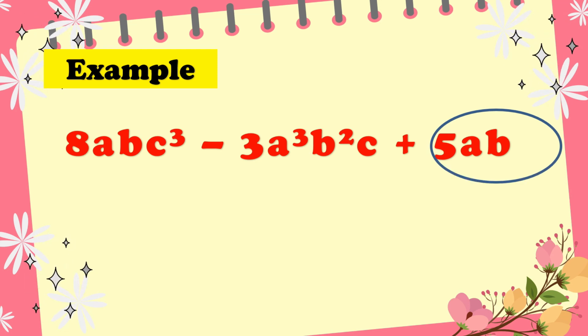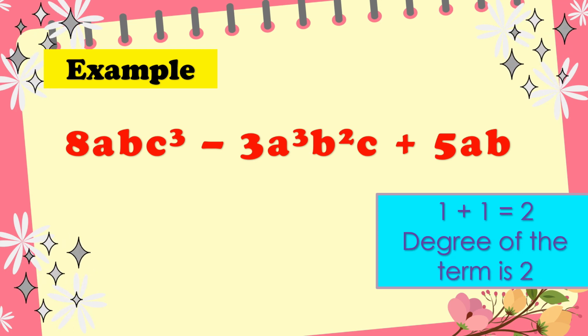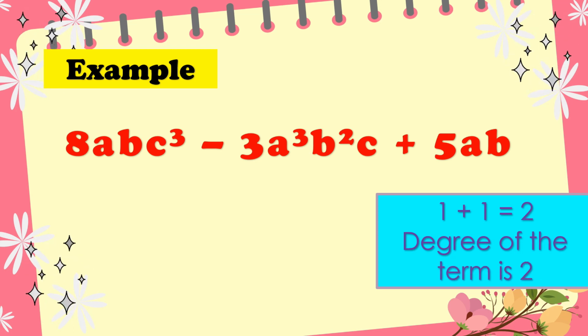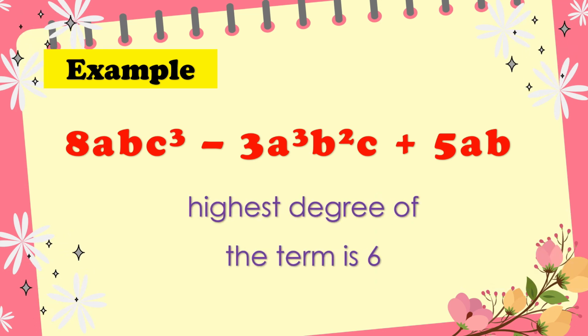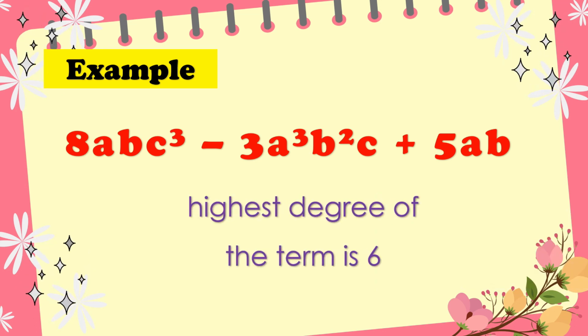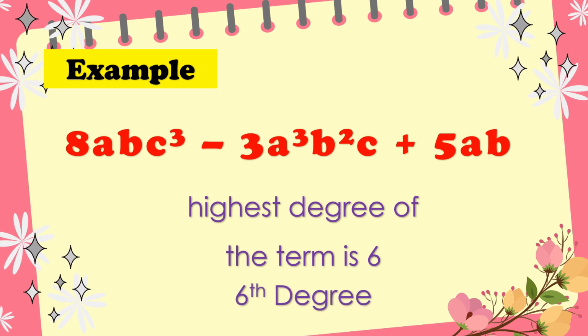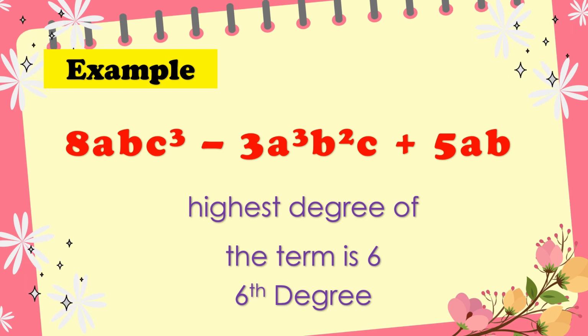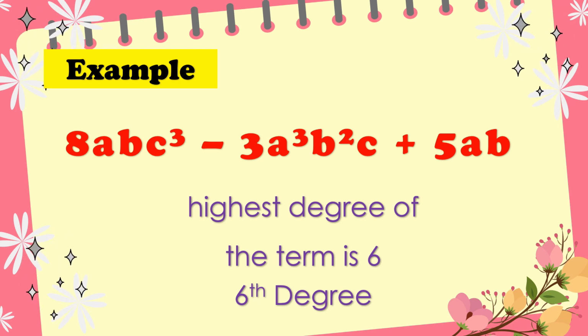Ang last term natin is 5ab. Kuhanin natin yung sum niya. 1 plus 1 is equal to 2. So, ang degree ng term na to ay 2. So, ano yung highest sum natin? The highest sum of the degree of the term is 6. Therefore, ang degree ng ating polynomial ay 6th degree.